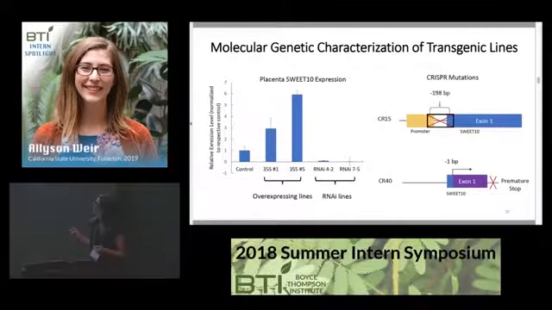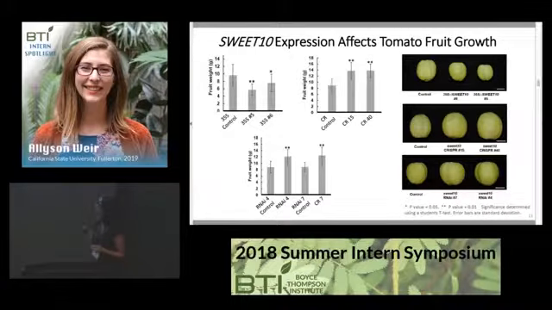We can see that 35S lines, our overexpressed lines, have a lower fruit weight and are visibly smaller. The opposite can be said about CRISPR and RNAi, in which we have a higher fruit weight compared to the control, and the fruit is visibly larger as well. This is the first proof that SWEET10 has some kind of effect on fruit development.